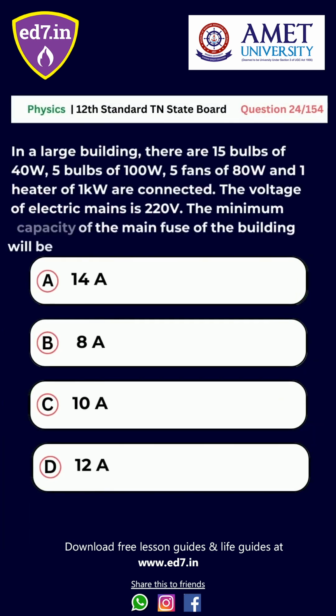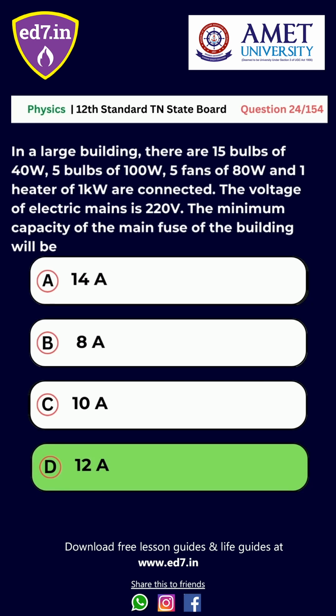Question number 24. In a large building, there are 15 bulbs of 40 watts, 5 bulbs of 100 watts, 5 fans of 80 watts, and 1 heater of 1 kW connected. The voltage of electric mains is 220 volt. The minimum capacity of the main fuse of the building will be option A, 14 A, B, 8 A, C, 10 A, D, 12 A. The right answer is option D, 12 A.